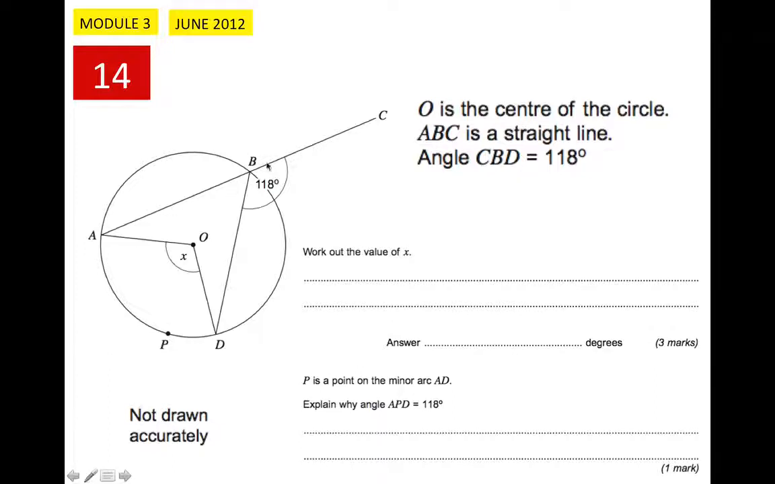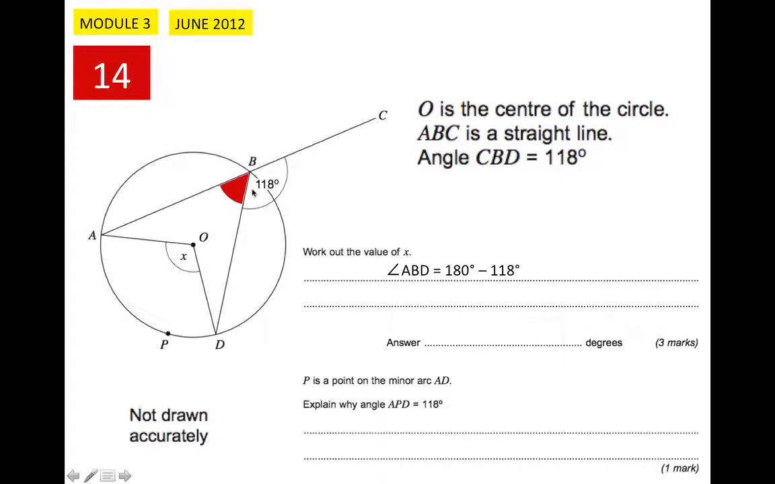And furthermore, we notice that we've got a straight line there with 118 and then a missing angle. And we know that angles on a straight line add up to 180. So we're going to use those two rules for this. So work out the value of x.